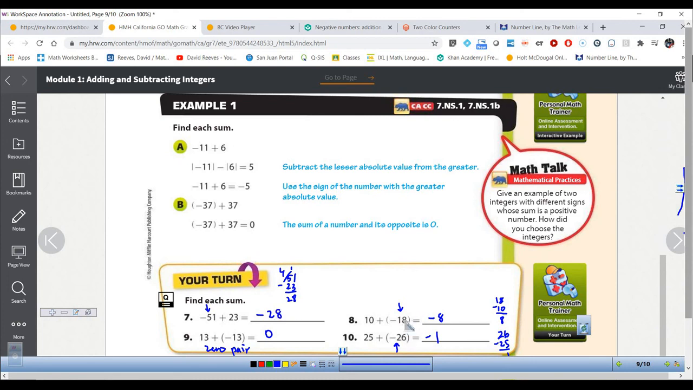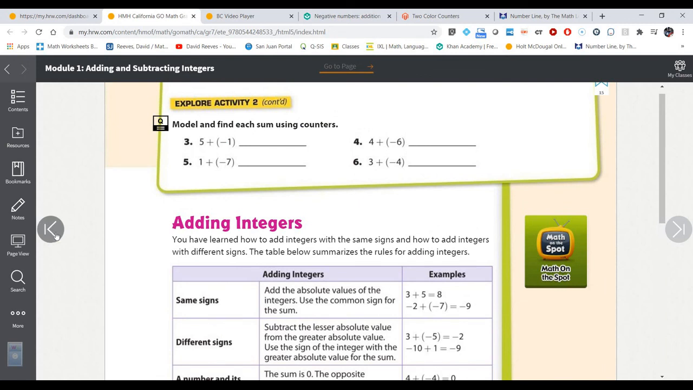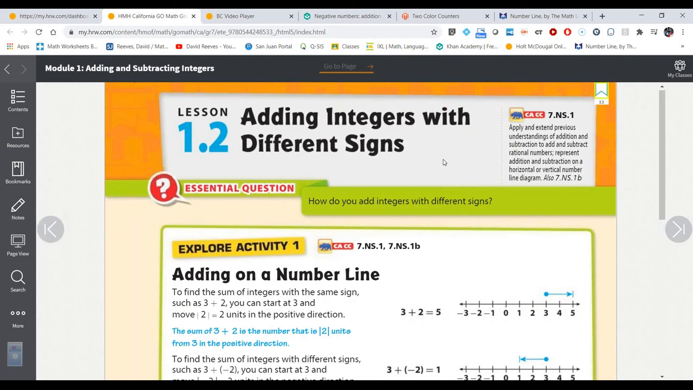Again, what do you have more of? Find the sign of the one with the greater absolute value. And how many more do you have? You subtract. All right, so that is how, ladies and gentlemen, you add integers with different signs.